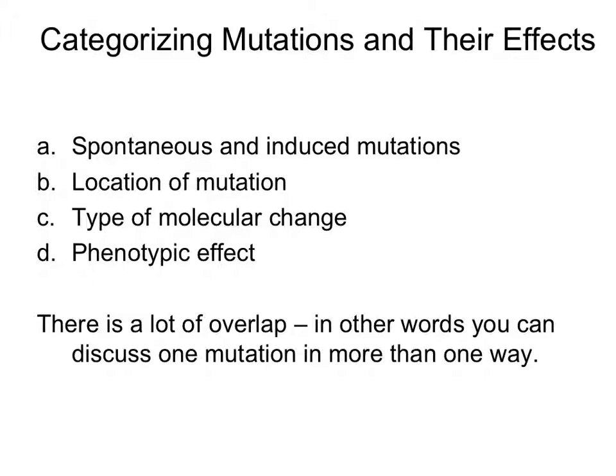There are a lot of ways to categorize mutations. This can be a somewhat confusing topic. Here we're going to talk about categorizing mutations and their effects by talking about spontaneous versus induced mutations, the location that a mutation occurs in, the type of molecular change that occurs, and/or the phenotypic effect of the mutation. There is a lot of overlap between the four categories listed here. So in other words, you can describe the same mutation in multiple ways.